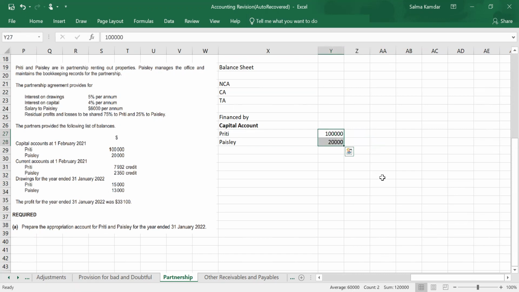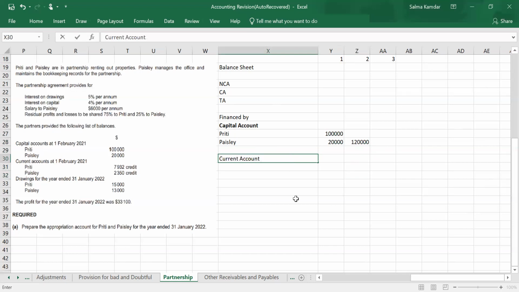In the first column, I'm doing the total. This is the first column, second column, and third column. I'm doing the total in the first column, and this total I'm writing in the second column, it is 120,000. Are you with me? Then I'm writing the current account.